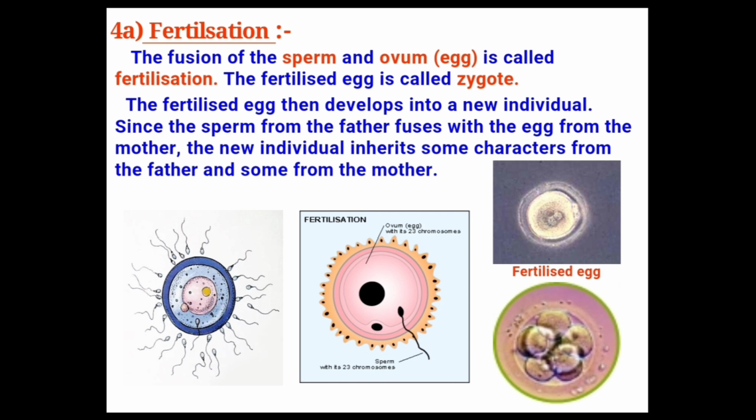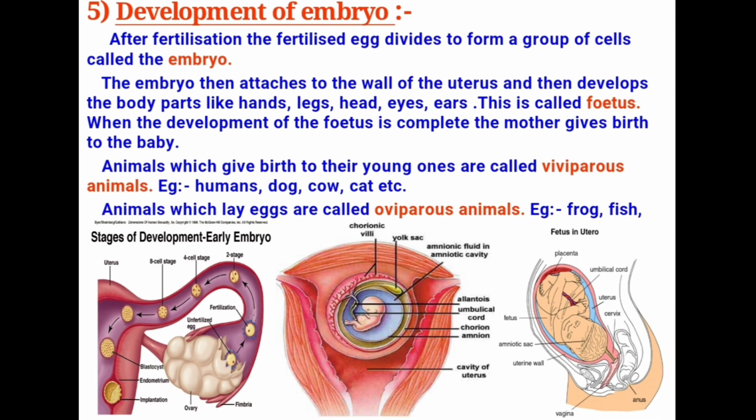Now, how does an embryo develop? After fertilization, I said the zygote forms an embryo. And how does an embryo develop? The embryo then attaches to the wall of the uterus, then develops body parts like hands, legs, head, eyes, ears, and this is known as a fetus. So what is a fetus? It is very important, right or not? So after development, the embryo forms a fetus, and in the fetus, legs, head, eyes, ears are developed, right or not?